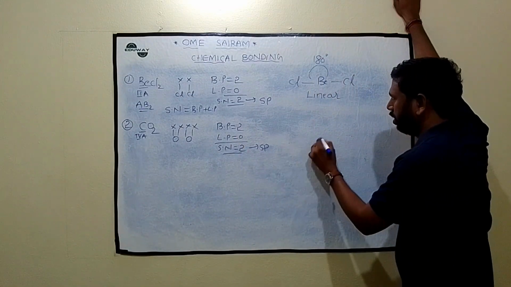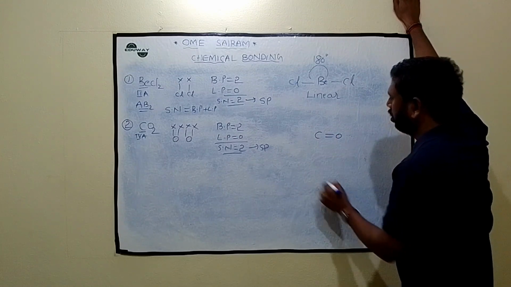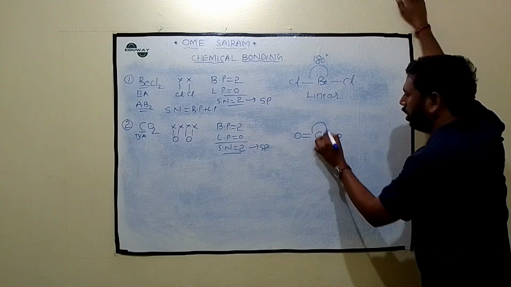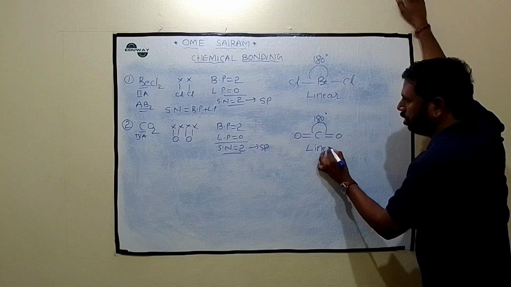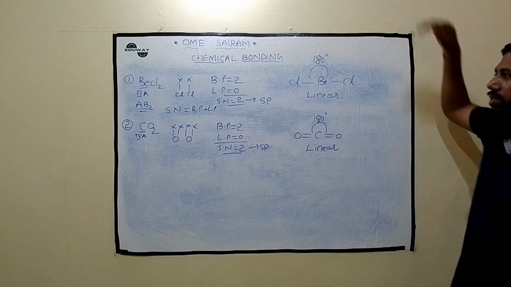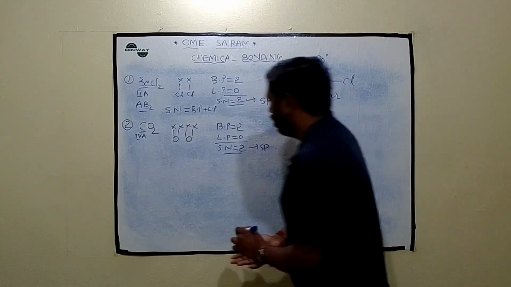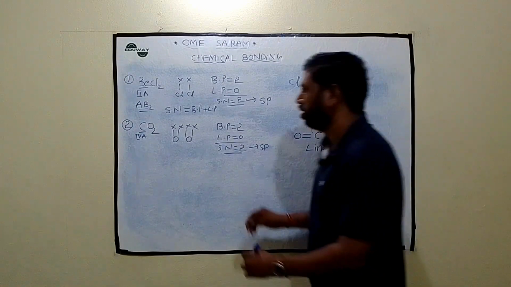When we observe the structure, the central atom is carbon. It is forming 2 double bonds with 2 oxygen atoms. The bond angle is 180 degrees and the shape is linear. In carbon dioxide molecules, there are 2 bond pairs and 0 lone pairs, the hybridization is sp, and the shape is linear.